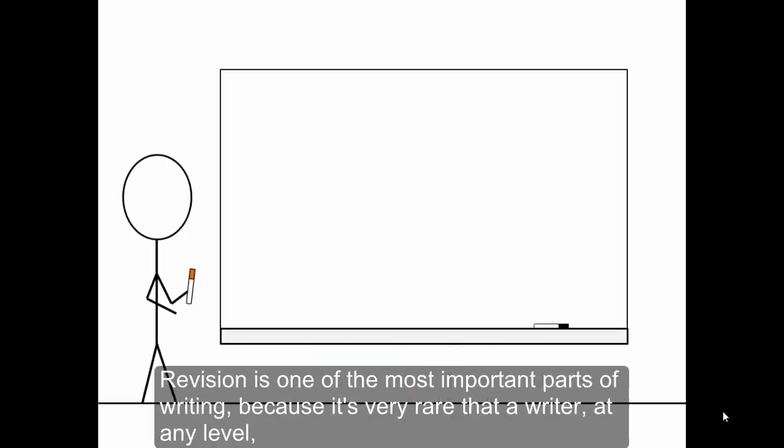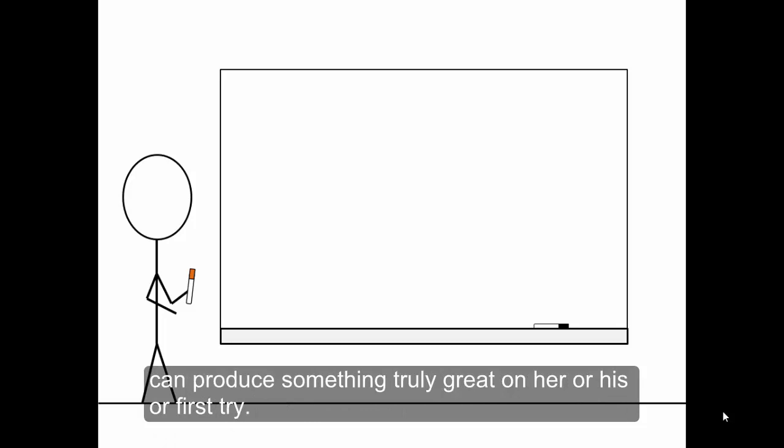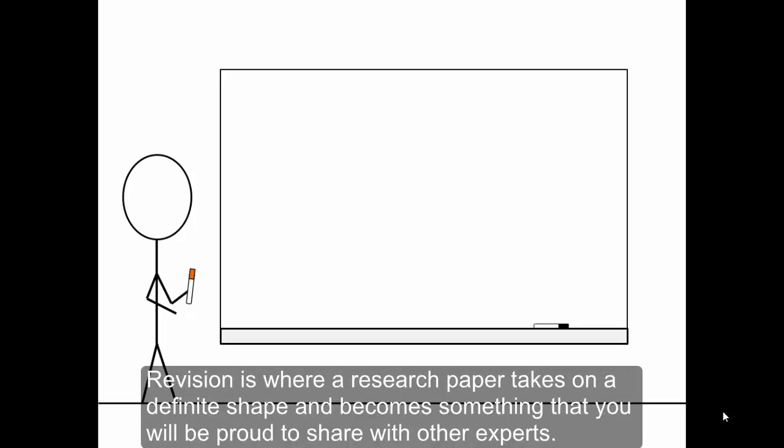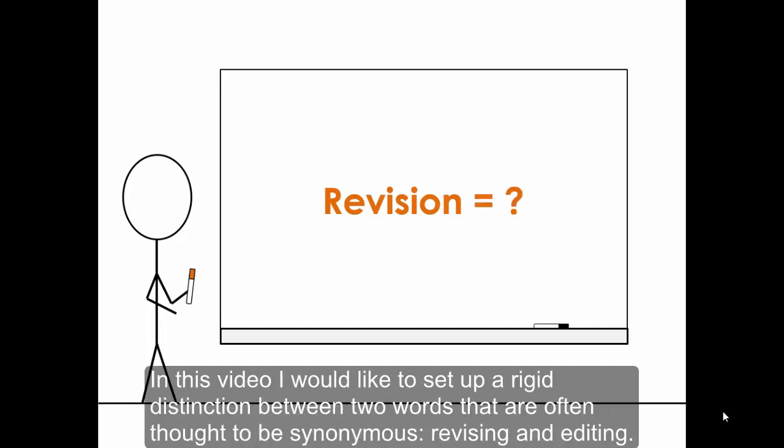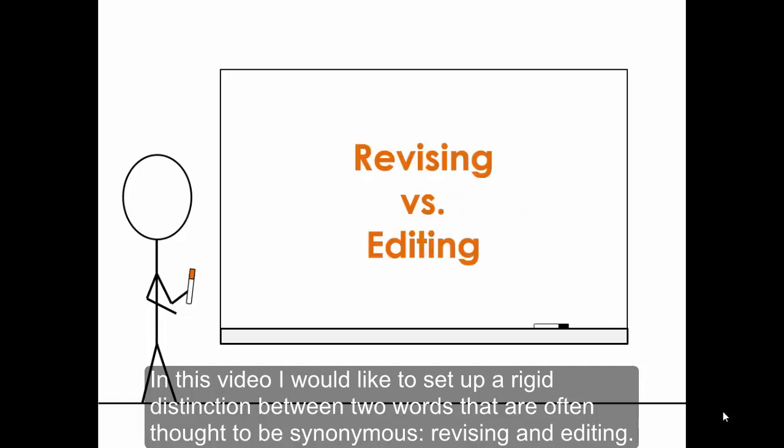Revision is one of the most important parts of writing, because it's very rare that a writer, at any level, can produce something truly great on her or his first try. Revision is where a research paper takes on a definite shape and becomes something that you will be proud to share with other experts. As I've said before, definitions matter, and it's not helpful that the term revision can mean many different things in the English language. In this video, I would like to set up a rigid distinction between two words that are often thought to be synonymous: revising and editing.